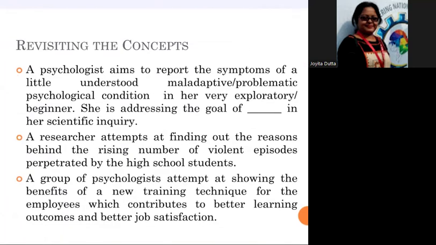So now, if we talk about any situation placed here, we'll see that we are going ahead in the same manner. A psychologist aims to report the symptoms of a little understood maladaptive or problematic psychological condition in her very exploratory or beginner stage. She is addressing the goal of something in her scientific inquiry. Okay, so what is the goal of music in her scientific inquiry? So, what would you say?